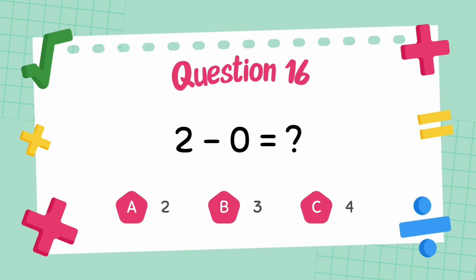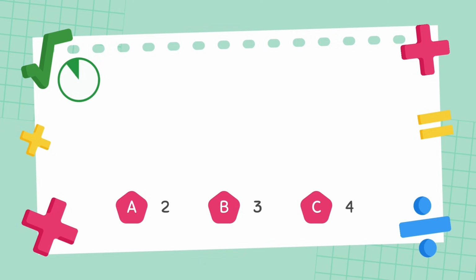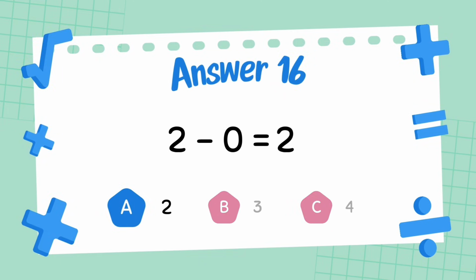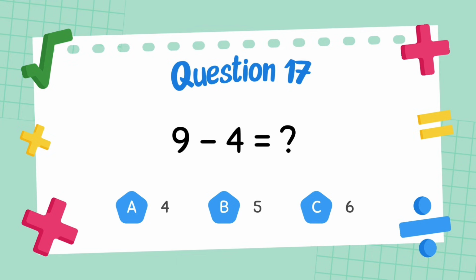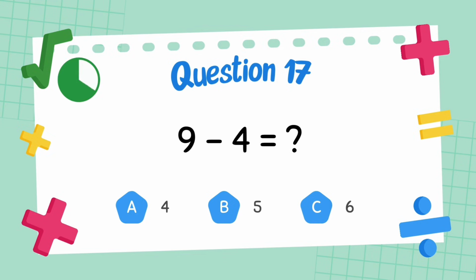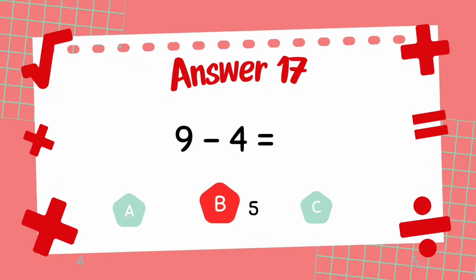What is 2 minus 0? The answer is 2. What is 9 minus 4? The answer is 5.